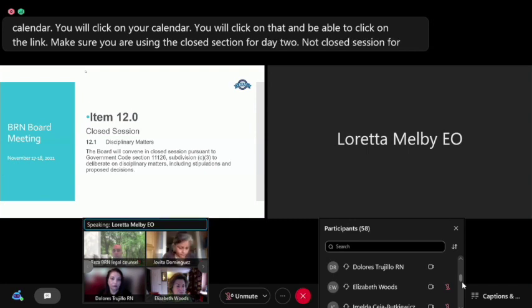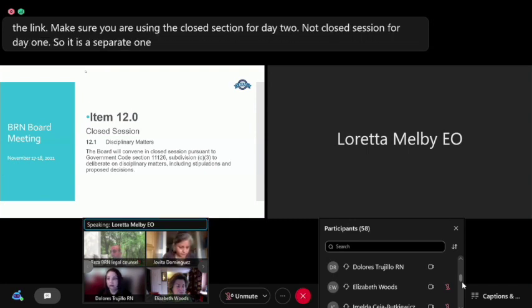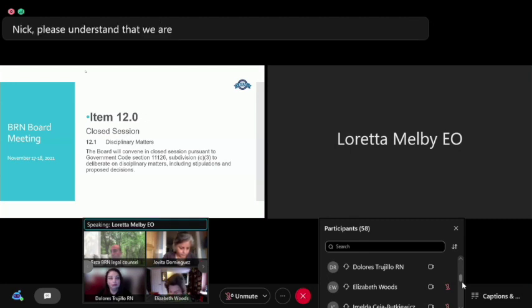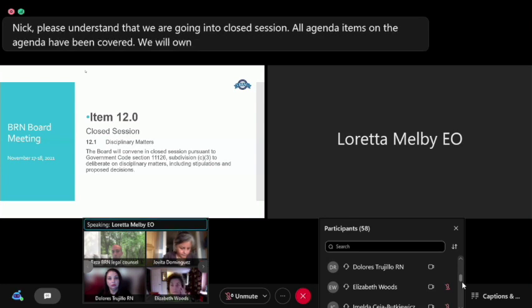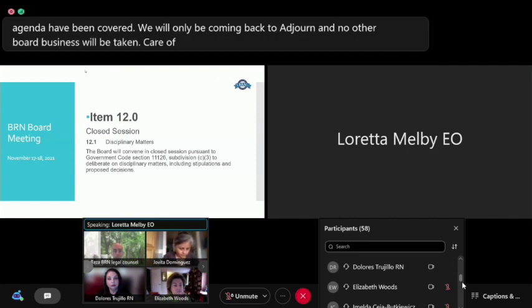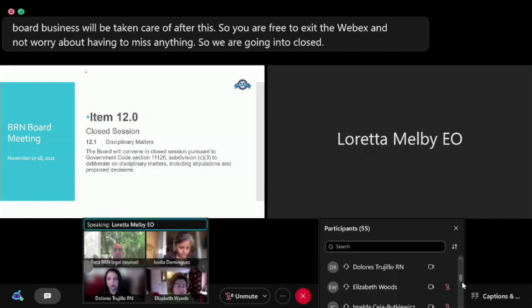So it is a separate one. And then for the public, please understand that we are going into closed session. All agenda items on the agenda have been covered. We will only be coming back to adjourn, and no other board business will be taken care of after this. So you are free to exit the WebEx and not worry about having to miss anything. So we are going into closed session now. Thank you very much. Thank you, Lori.